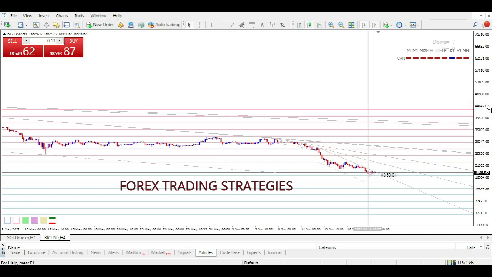Now, when you spot opportunities, you need to have some entry criteria. You need to have some entry criteria.